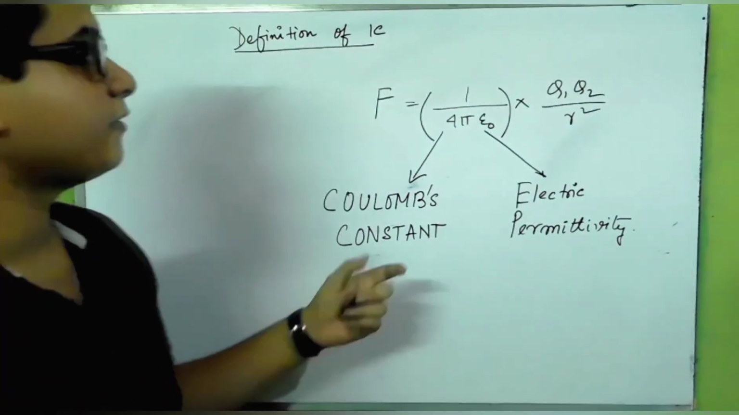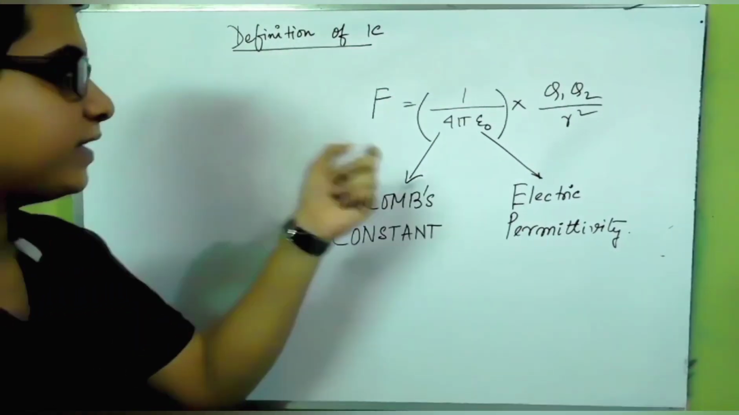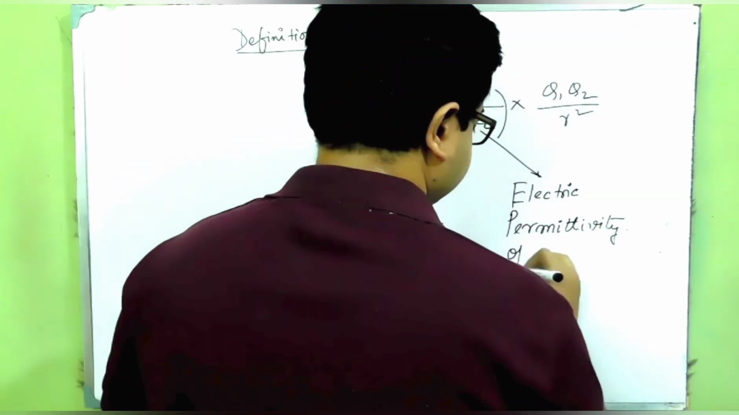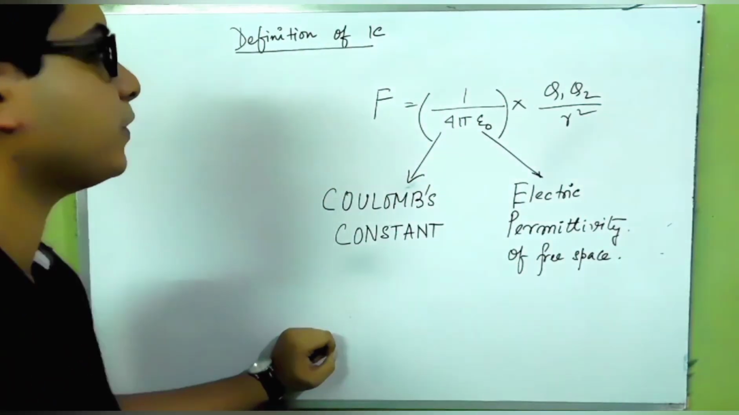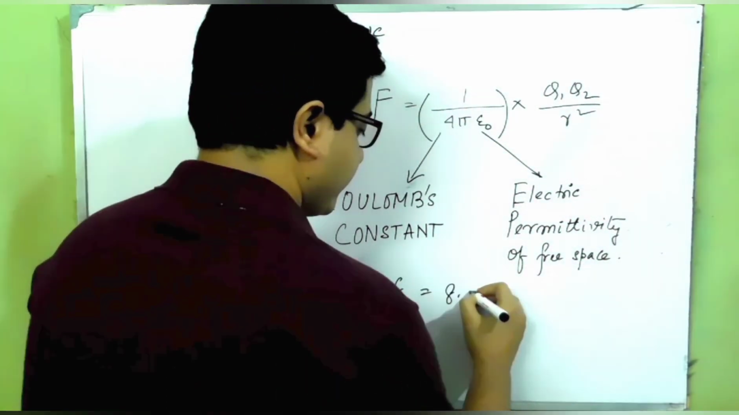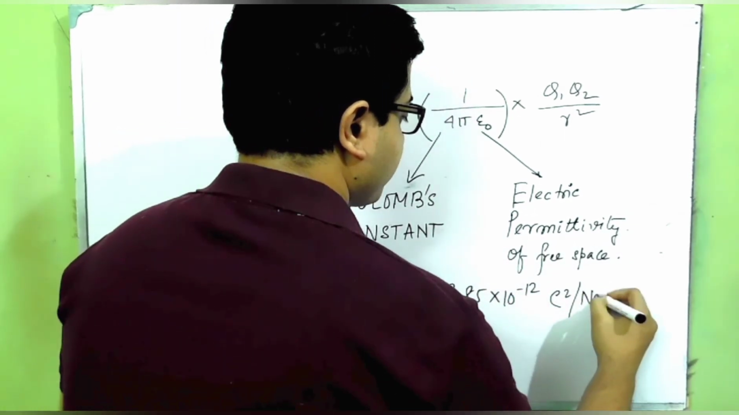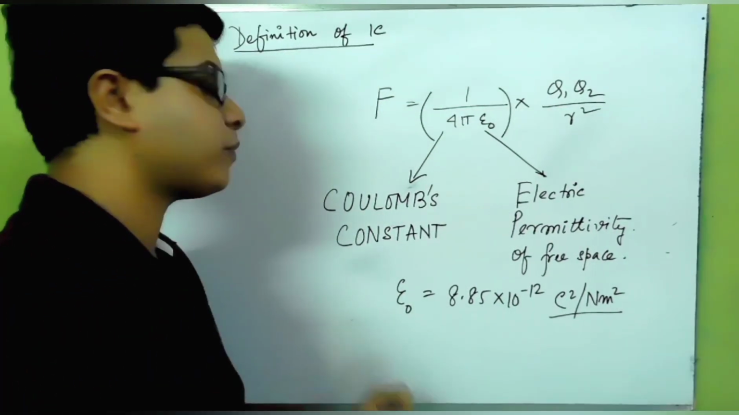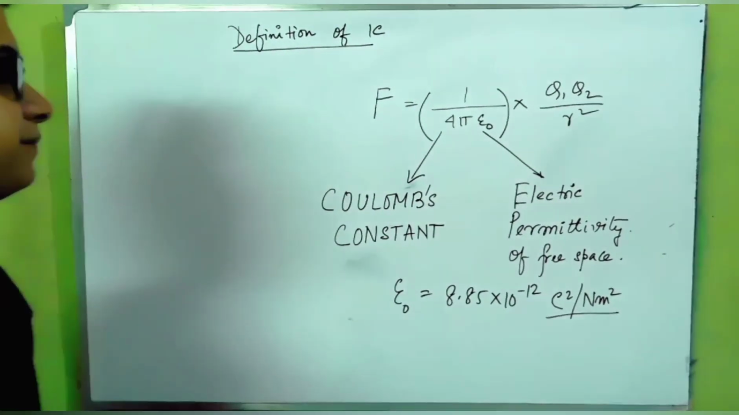Now we are using free space as the medium for our experiment or our definition. So as we are using free space, we are using epsilon naught. Epsilon naught is the electric permittivity of free space. And in the previous video I have already discussed that there is a constant value of epsilon naught, that is 8.85 into 10 to the power minus 12 Coulomb square per Newton meter square. This is the unit of epsilon naught, and the value of epsilon naught is 8.85 into 10 to the power minus 12 Coulomb square per Newton meter square.